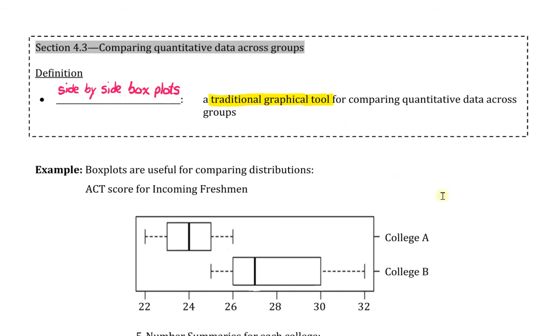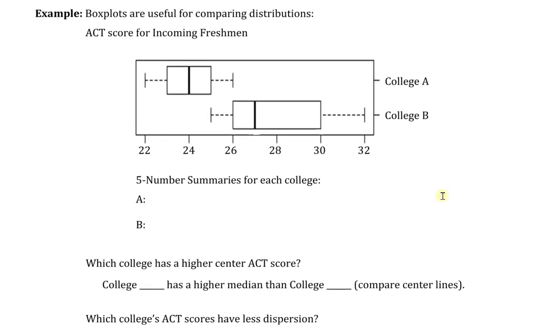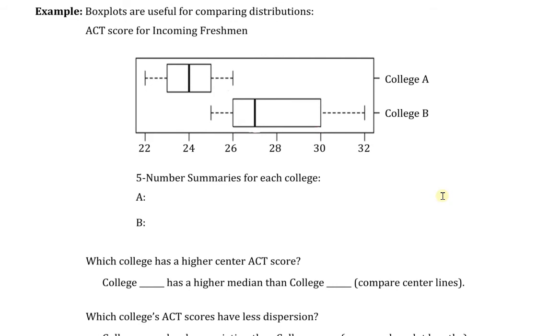Let's look at an example. Here we are given side-by-side box plots for the ACT scores of incoming freshmen at two different colleges. Let's start by writing the 5-number summaries for each of these colleges. Let's do College A together.